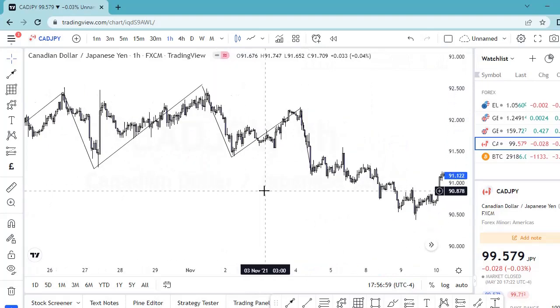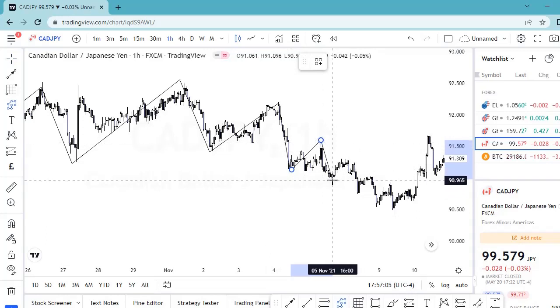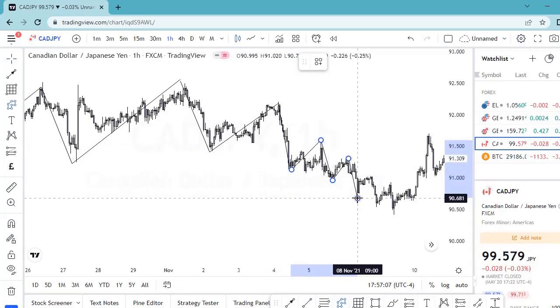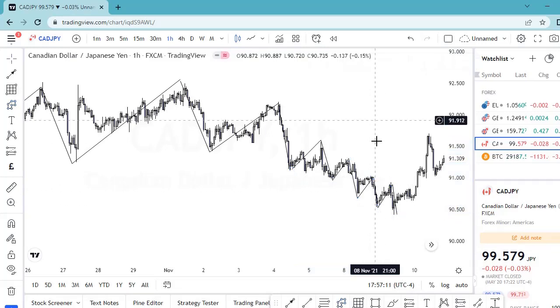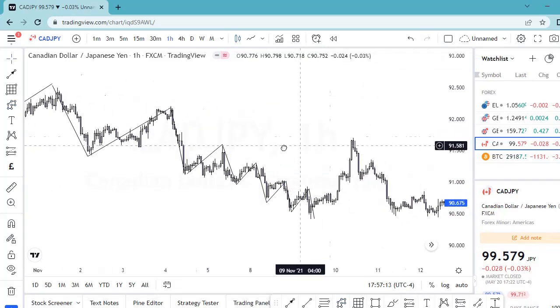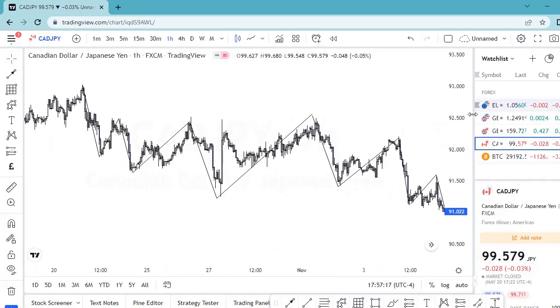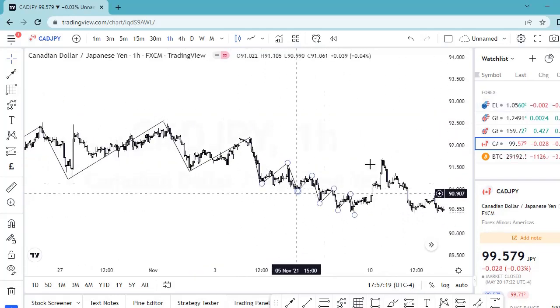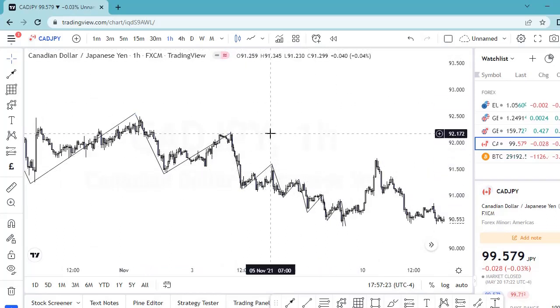So can we just see how the market is moving in structure, family? We have a lower low, lower high, lower low, lower high, lower low, lower high, lower low, lower high, right? So can we see how the market really moves, family? The market moves in structure, and this is market structure phase 1, family. Trust me, this is market structure phase 1.